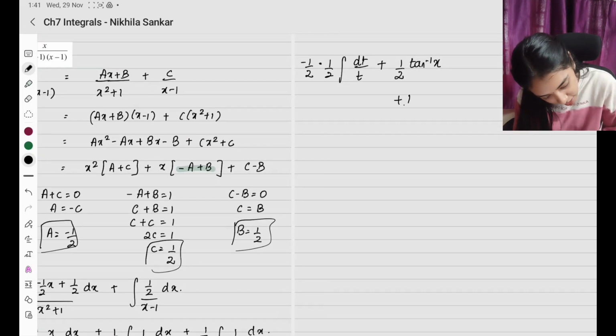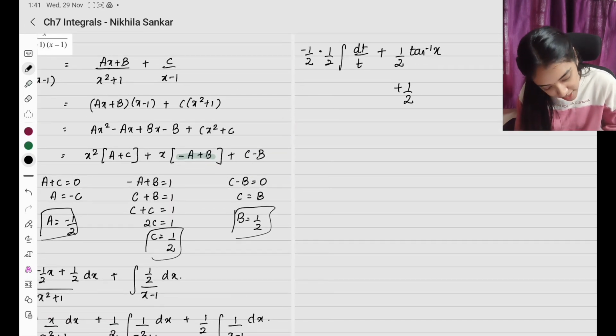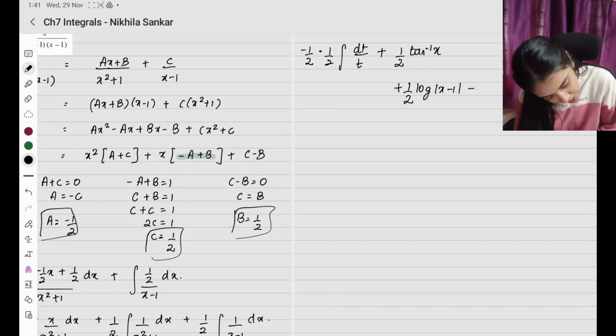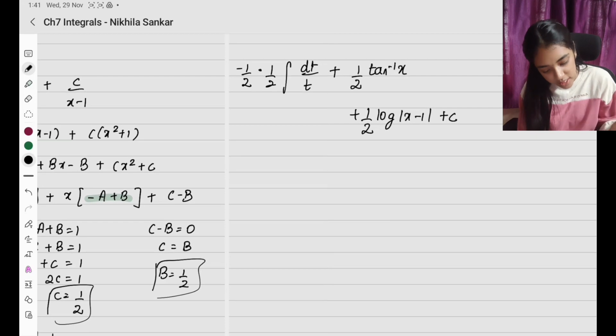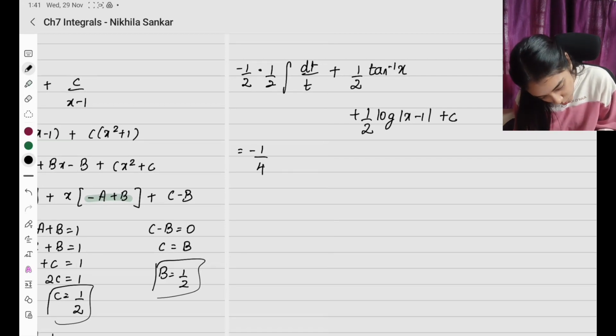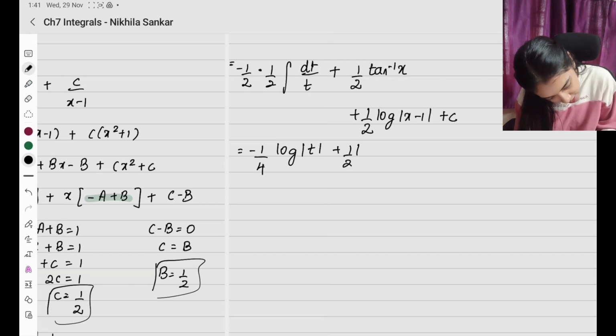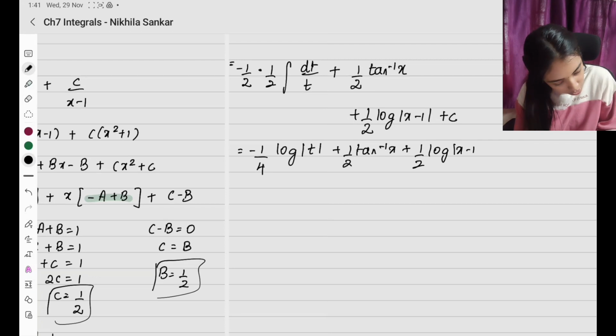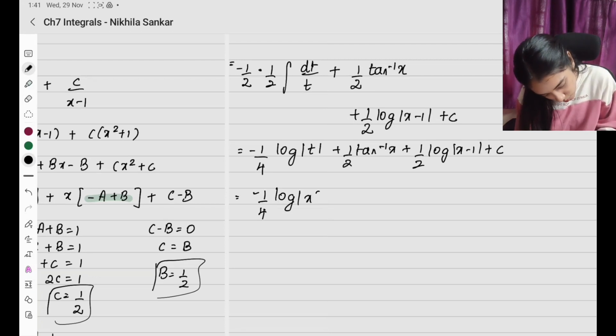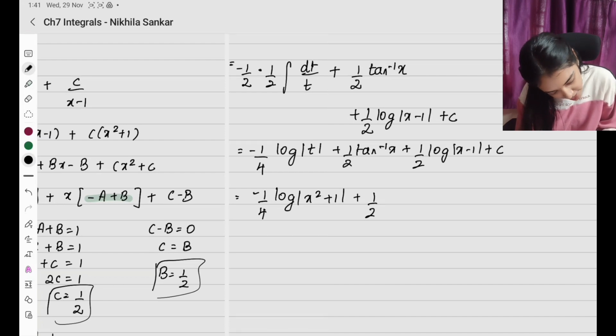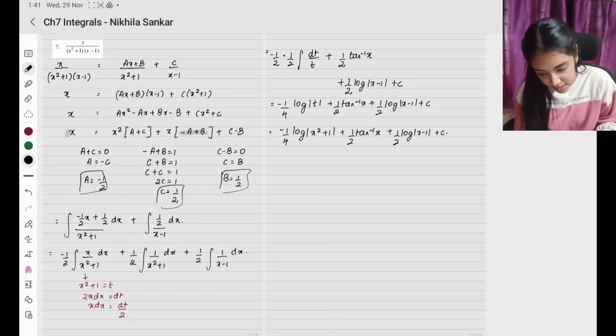Then what else is there? Plus half or minus half, plus half log mod x minus 1 plus c. Understood? So at this point I have minus 1 by 4 log mod t plus half tan inverse of x plus half log mod x minus 1 plus c. Now we only need to substitute the value for t. So I have log mod x square plus 1 plus half tan inverse of x plus half log mod x minus 1 plus c. So this is my final answer.